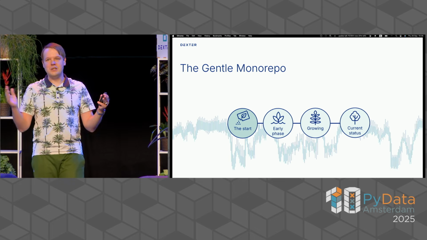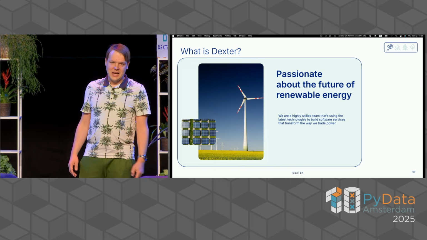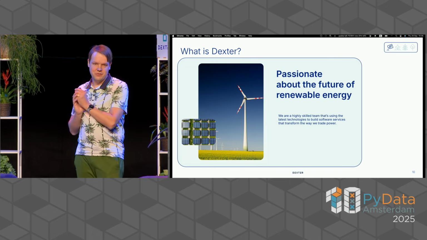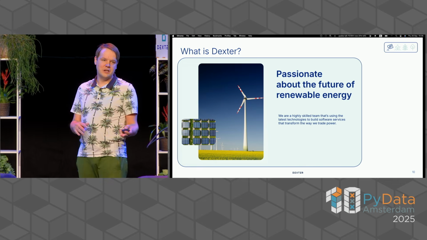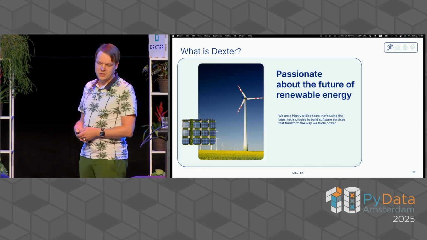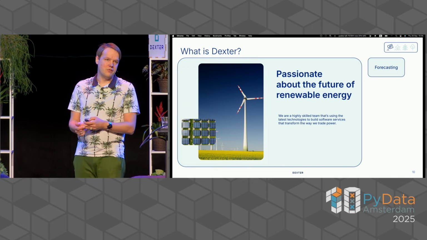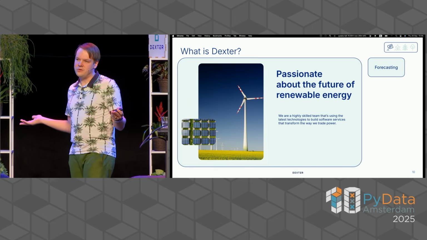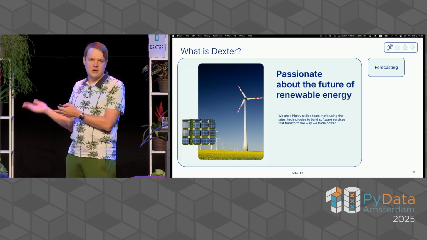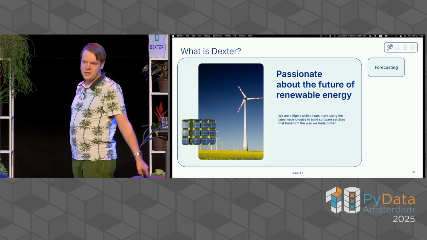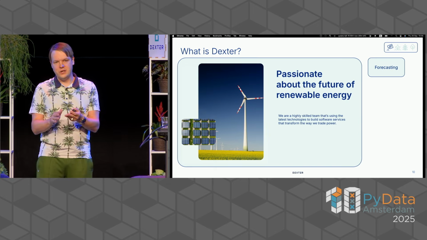So let me first give you a little bit of business context so you know what we are talking about. At Dexter, we are very passionate about the future of renewable energy, and we are trying to use ML to help renewable energy companies make the best out of their assets. So we have different products that do that. One of them is forecasting. That's maybe the most obvious one, right? It really helps if you have a wind turbine, if you know how much power it's going to produce. We also help those companies to get their power onto the right energy market.